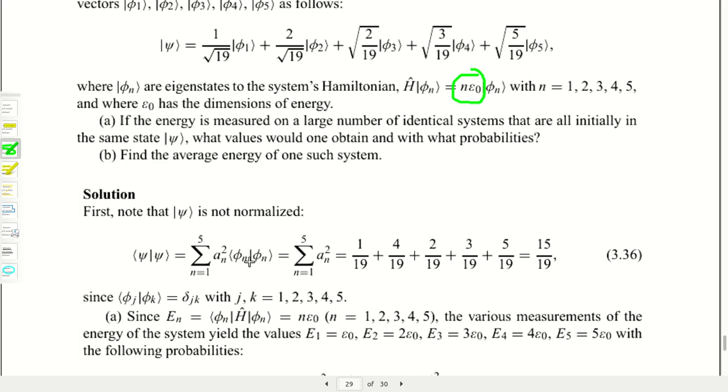So simply these are 1 because they are orthonormal, so the sum of mod a_n square over 1 to 5. Just add this square, this square, this square, this square, this square, and you will get the result of 15 by 9, not 1. So the wave function psi is not normalized. First note that psi is not normalized. It is proved by this equation. If psi were normalized, then this result should be 1.